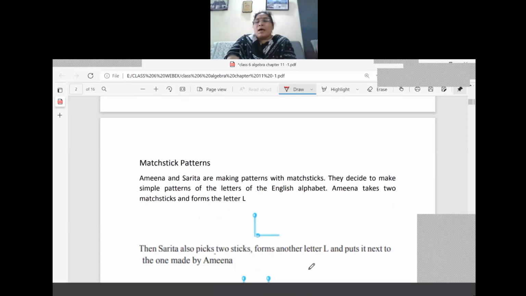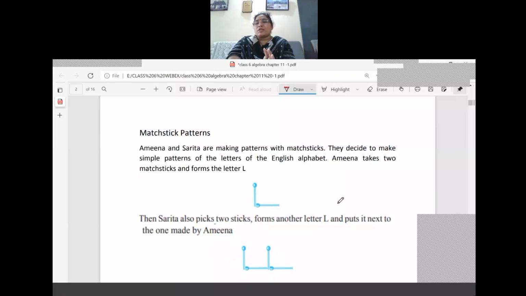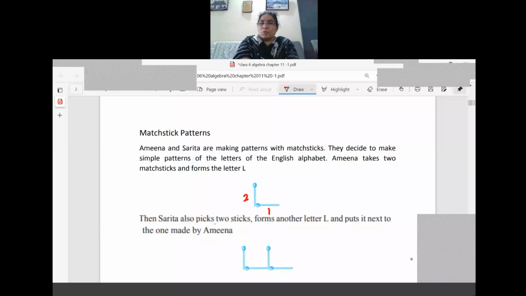So Amina and Sarita are making patterns with matchsticks. Matchsticks, you already know what they are. They decide to make patterns of the letters of the English alphabet. Amina takes two matchsticks and forms the letter L. It's already marked here. So if you check how many matchsticks are used here, one, and here two. For making one L, how many matchsticks were used? Two matchsticks were used. Now, this is done by Amina.